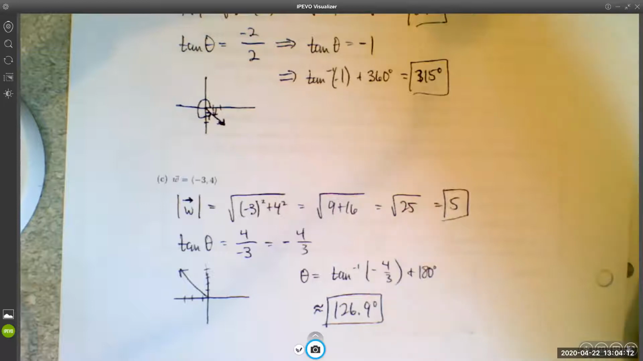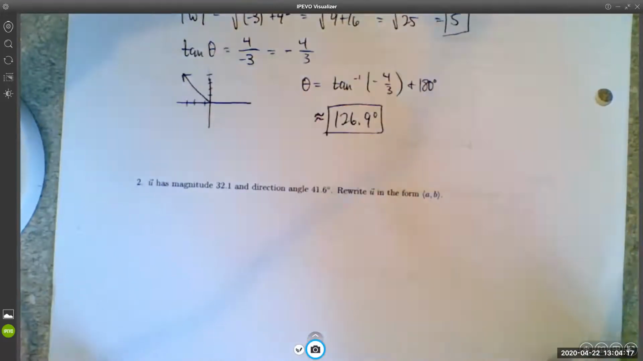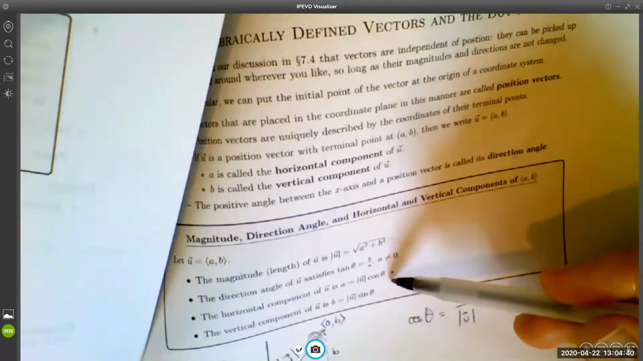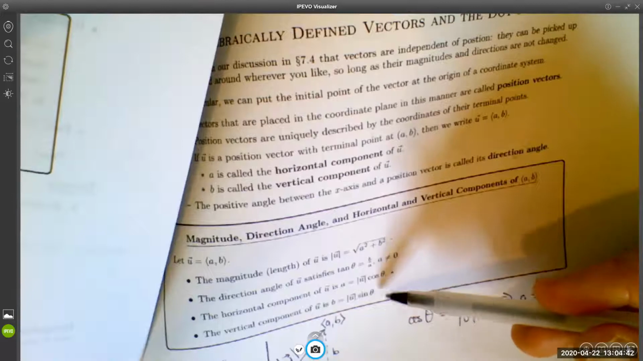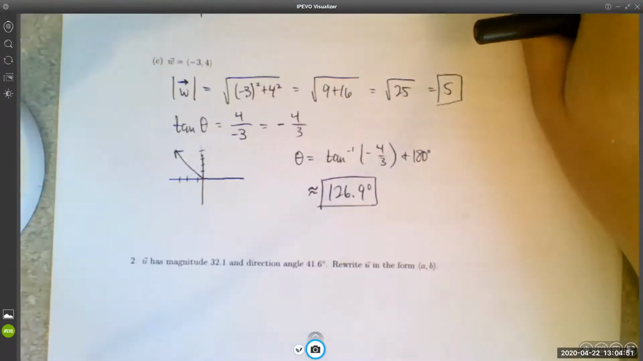Okay, so that's that. Here's another example. This one says vector u has magnitude 32.1 and direction angle 41.6 degrees. Rewrite vector u in the form ⟨a, b⟩, so rewrite it in its component form. To do that, you're going to use these two facts: the horizontal component is magnitude of u cosine theta, and the vertical component is magnitude of u sine theta. So I'll give you a second to work that one out, but it shouldn't be too terribly difficult.